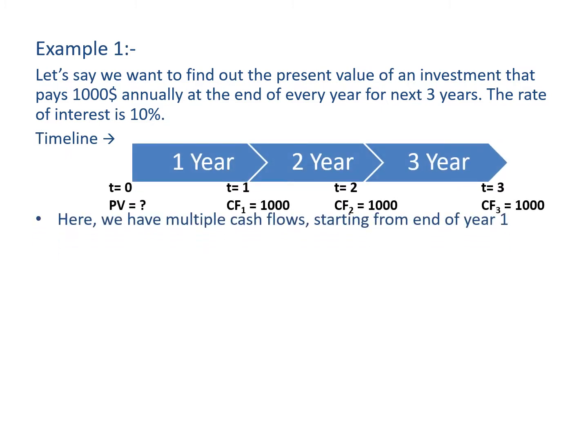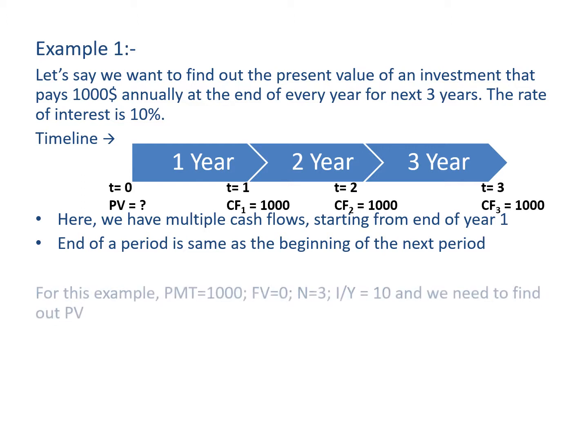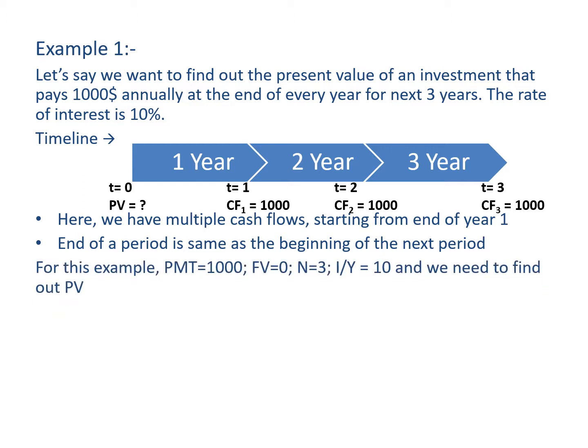In this example, we have multiple cash flows starting from the end of year 1. Please note that in these types of calculations, end of a period is the same as the beginning of the next period. For example, end of year 1 is the same as beginning of year 2. Now, for this example, PMT is 1000, future value is 0 as we want to find the present value of the entire stream of payments. N is 3, I/Y is 10, and we need to find PV, that is present value.